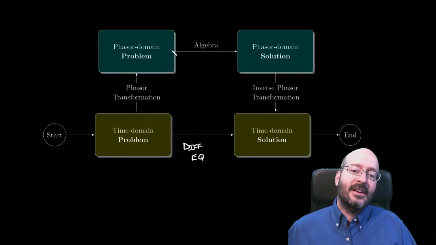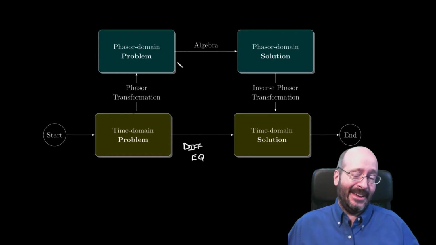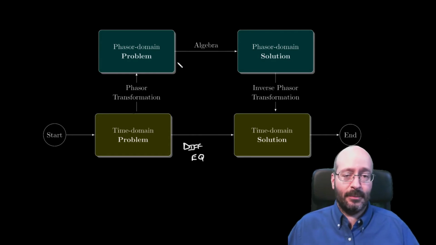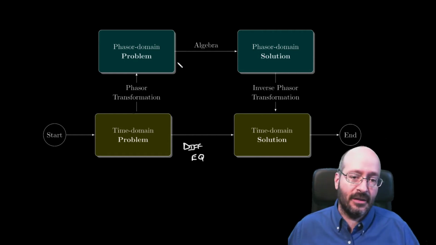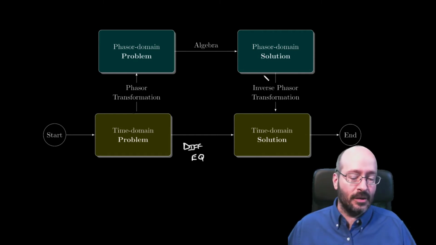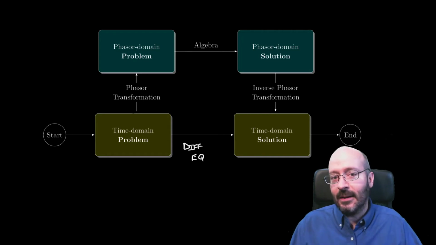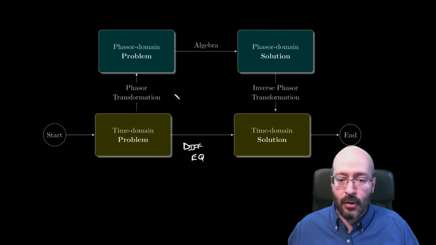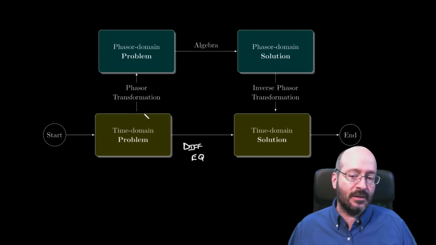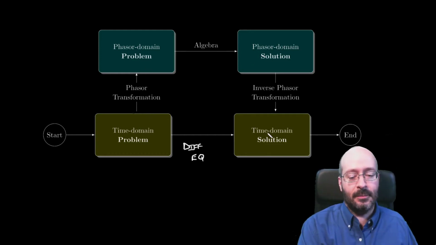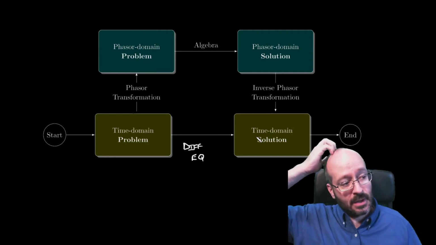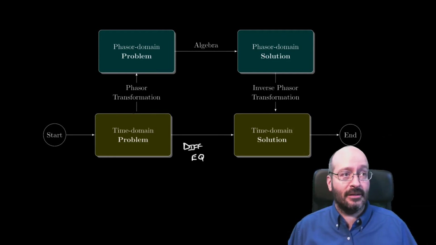Then we're going to use algebra and all of the circuit analysis that we've used up until this point. Everything we've done has been algebra before we started phasors. We're going to get the phasor domain solution, and then we're going to move back to the time domain using the inverse phasor transformation, and we're going to get to the same spot. So if you want to avoid differential equations, we can use the phasor transformation, restate the problem, do circuit analysis, and then move back. That's what we're doing.